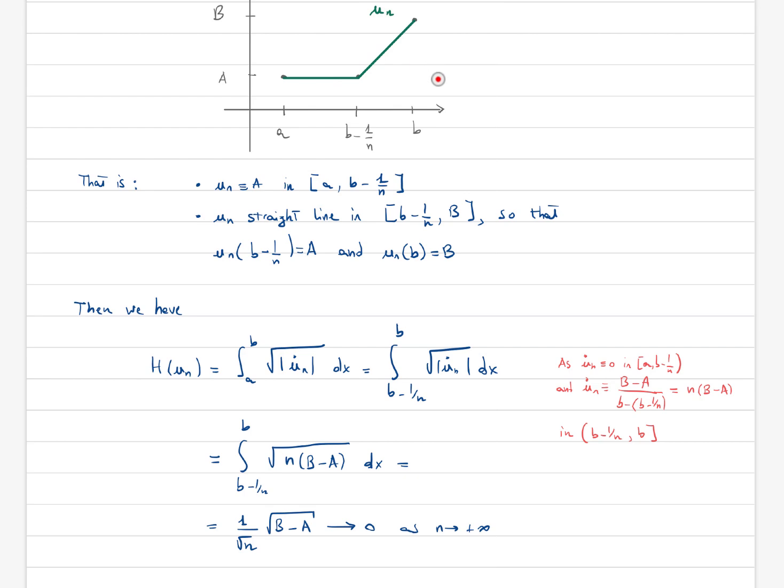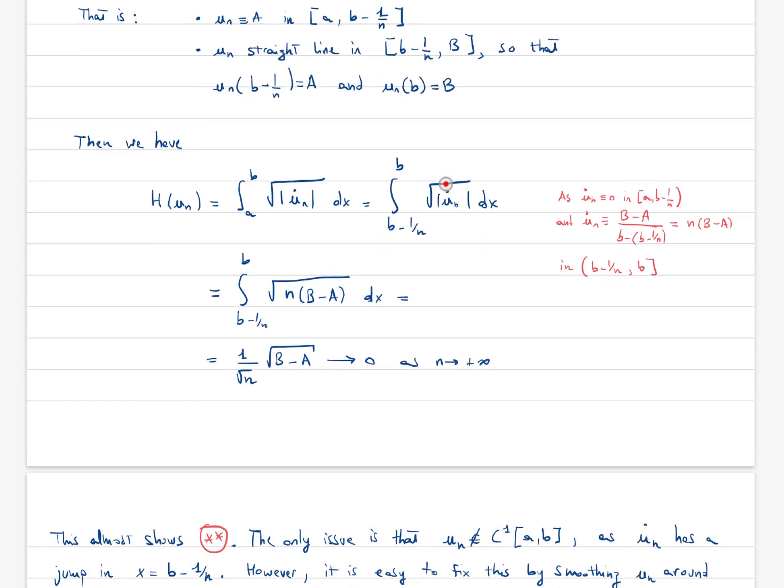So okay, morally speaking, this is the function that you have to think about when you think about why the minimizer does not exist, because you can construct a competitor which looks like this. And now the only point would be to change slightly this function and make it into a C1 function in a way that the energy doesn't change too much, so that the sequence still goes to 0 in energy. So how do you do that?